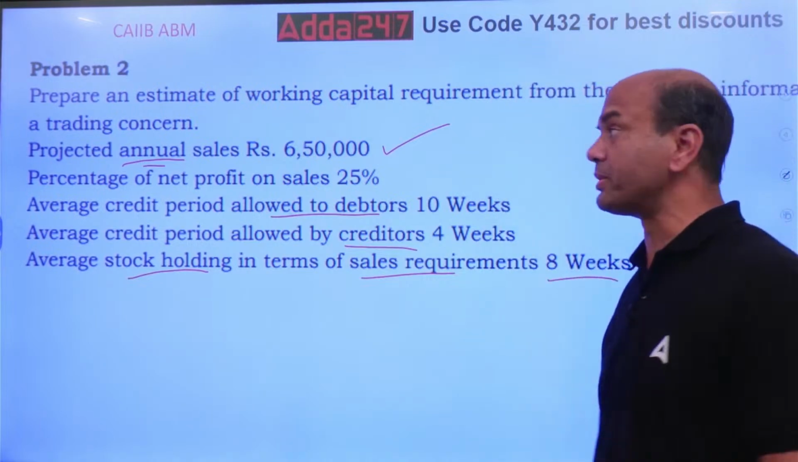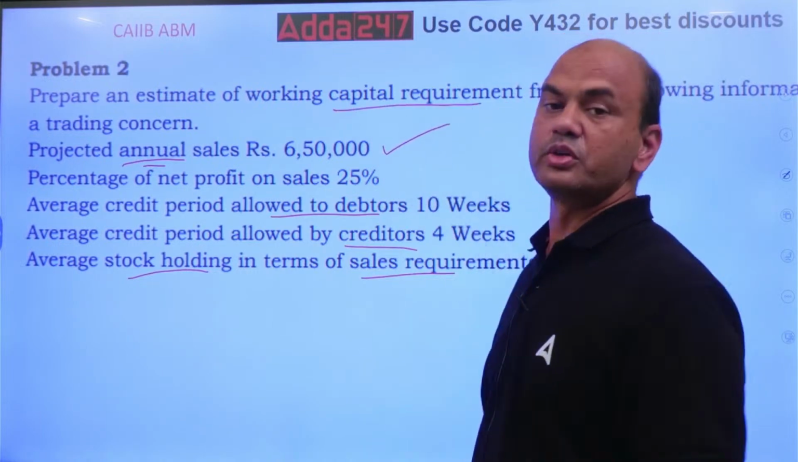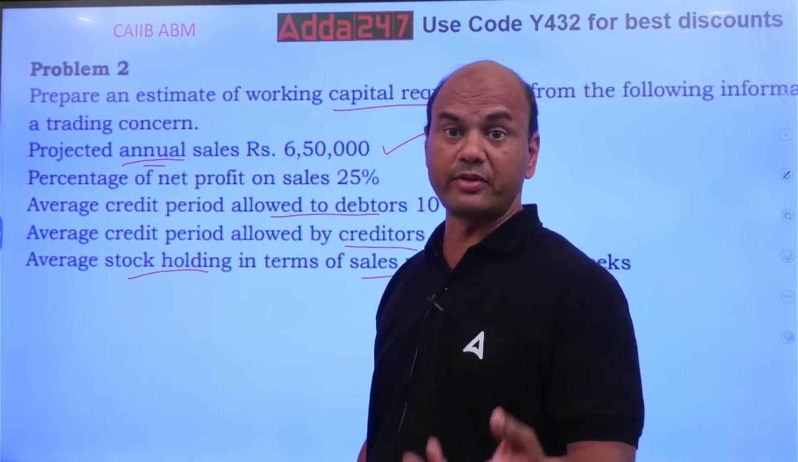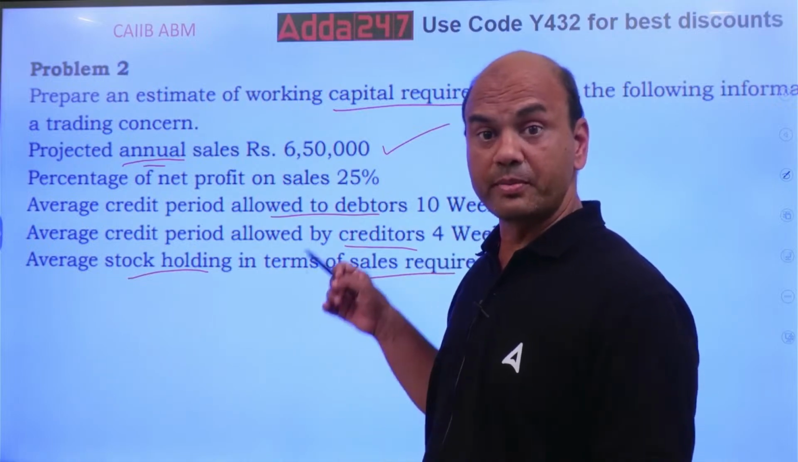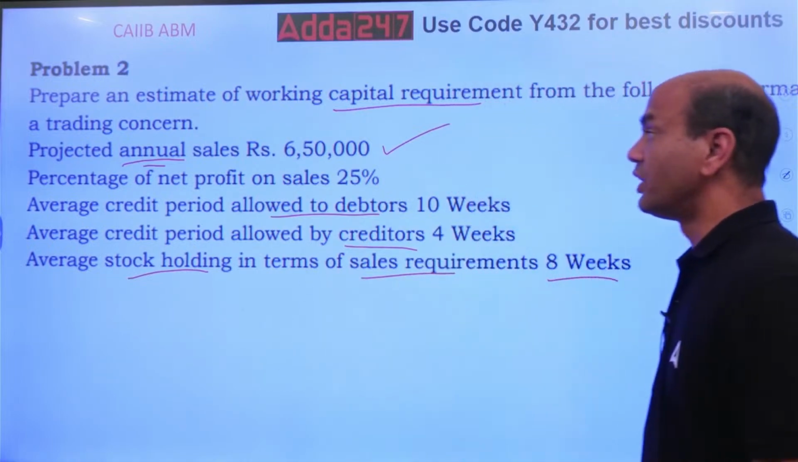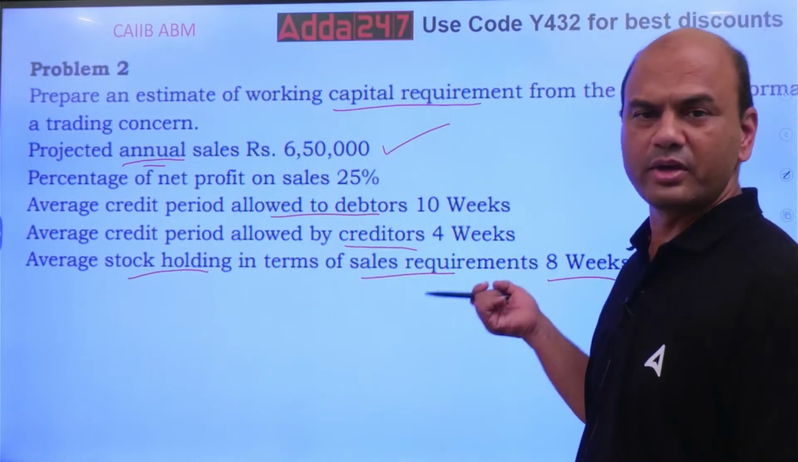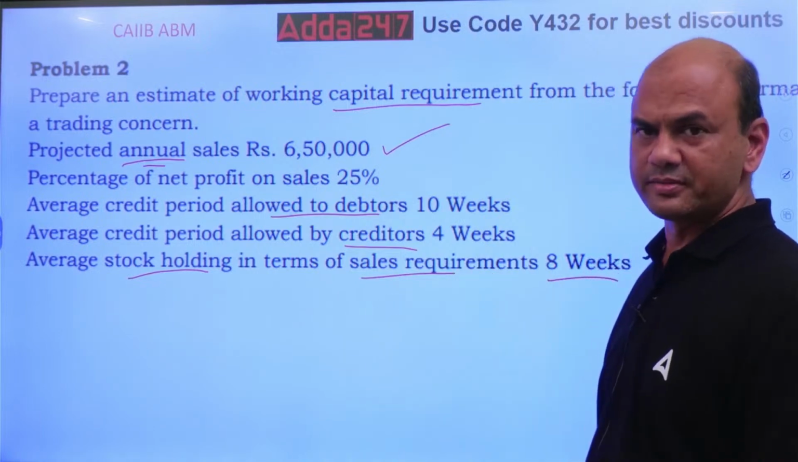Now you have to prepare a working capital requirement. Means what should be my working capital, CC, the bank finance? What should be my requirement, total WC? We have to prepare that. Now how to solve this? Here, I want to ask you the question now. You can definitely solve it on your own also. I'll show you how it is to be done.